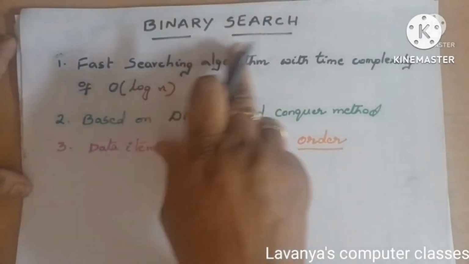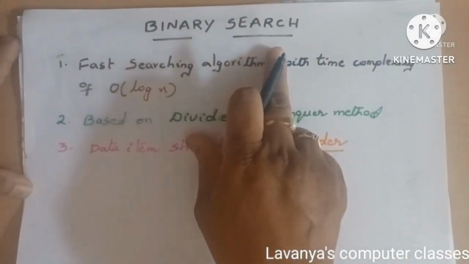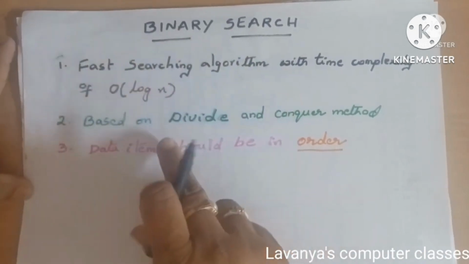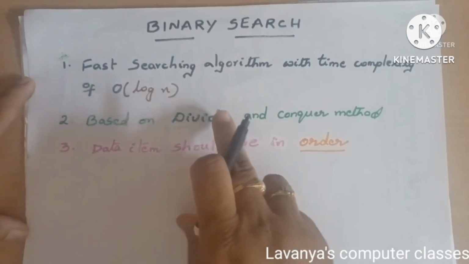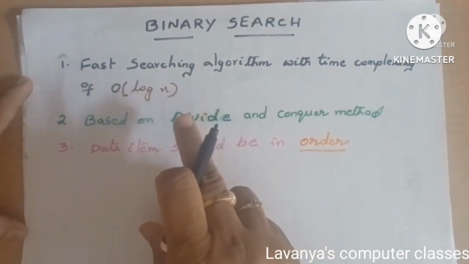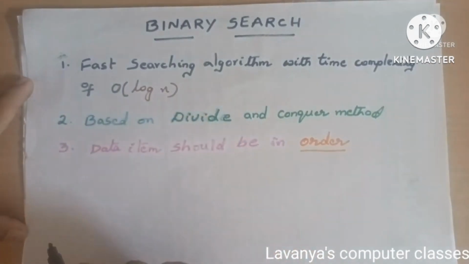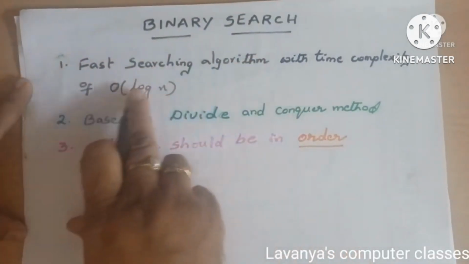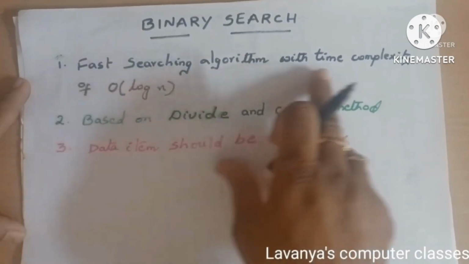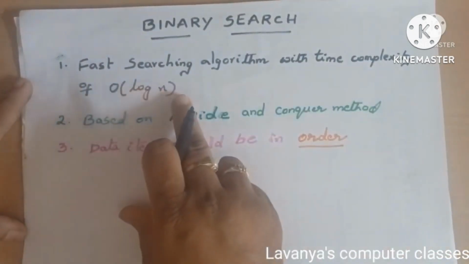In this video I will explain binary search with an example. In the previous videos I already explained the divide and conquer method. Binary search is also an example of one application of the divide and conquer method. So first, what is binary search? Binary search is a fast searching algorithm with time complexity of O(log n).